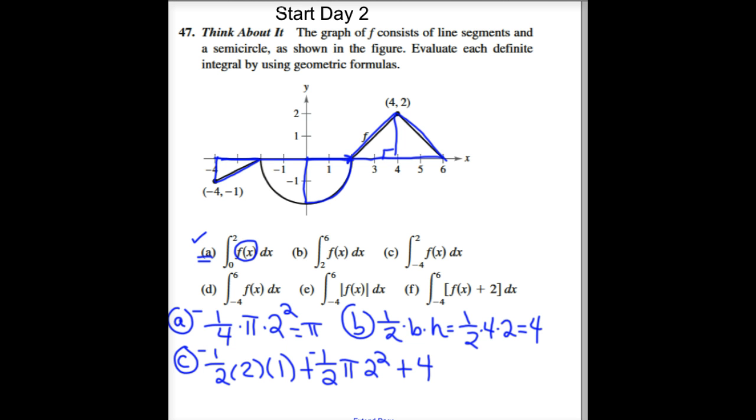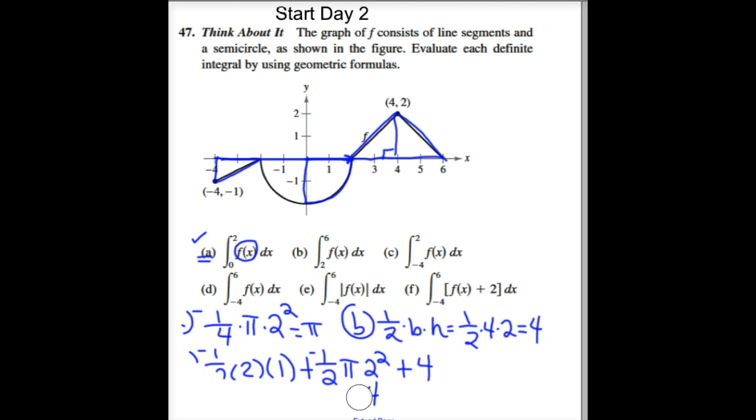So what I would have here is a negative 1, and then I would have minus, and I'd have a half of 4, which would be 2 pi, and then plus 4. So the best way to write this would be 3 minus 2 pi. And letter D would be done similarly, so I'm not going to do that one.